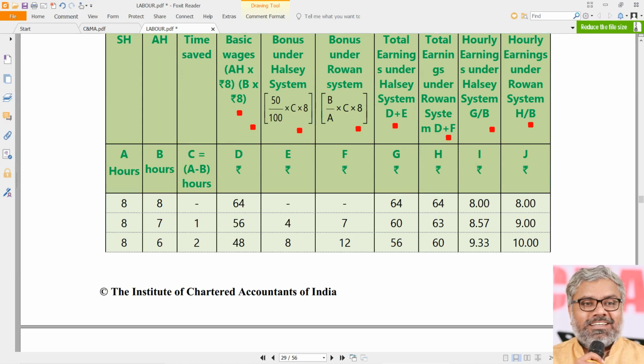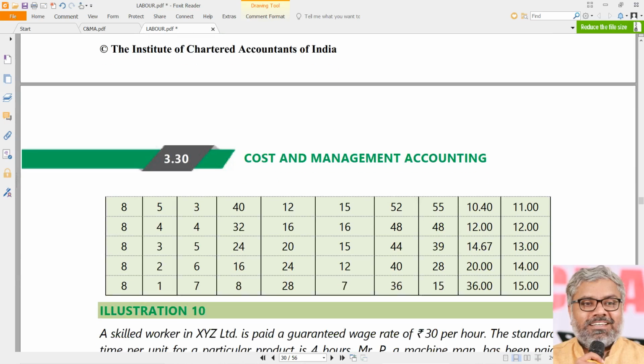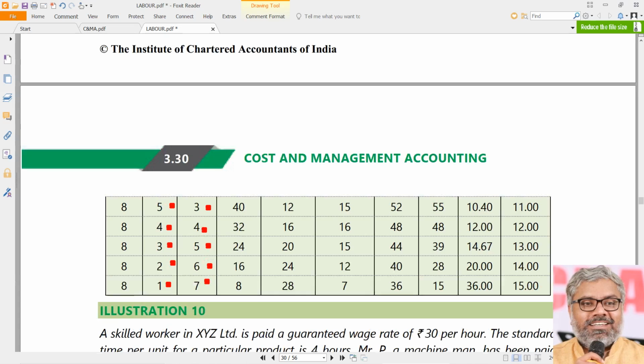Starting from actual hours 7, then time saved will naturally be 1. Then further reduce actual hours to 6, then time saved will be 2. And do the calculations accordingly. So actual time goes down to 5, then 4, then 3, then 2, then 1. Naturally the time saved will increase to 3, then 4, then 5, then 6, then 7. Actual hours cannot be 0. Please don't take 0. Stop at 1.